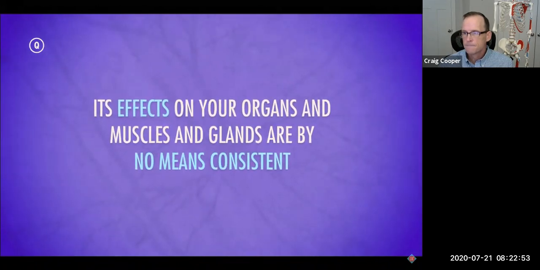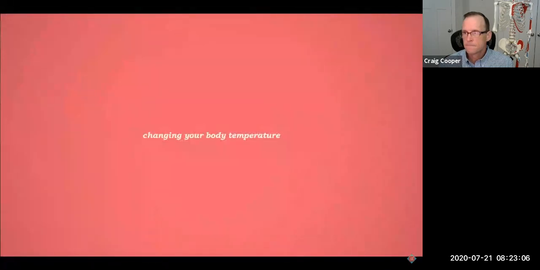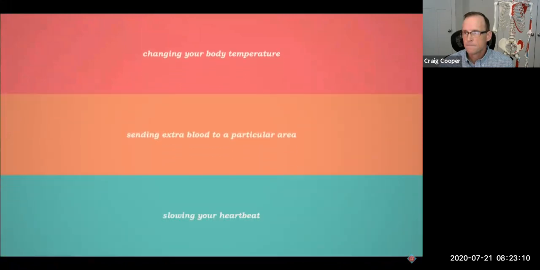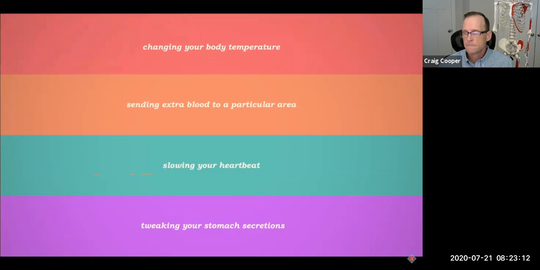Not at all. At any given moment, whether you happen to be totally relaxed or completely flipping your wig, your autonomic system is constantly making involuntary, fine-tuned adjustments to your body based on what signals your central nervous system is picking up. This could mean changing your body temperature, sending extra blood to a particular area, slowing your heartbeat, or tweaking your stomach secretions. Its effects change depending on the situation you're in, and also which part of your autonomic system is in charge at that moment.